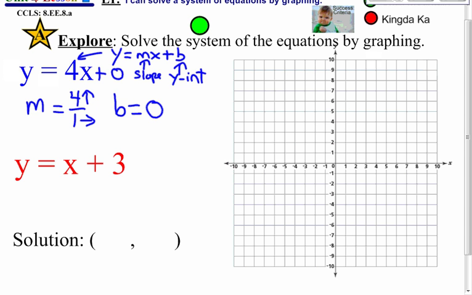So the first point on my graph is 0, and I'm going to go up 1, 2, 3, 4, and 1 to the right to get another point.